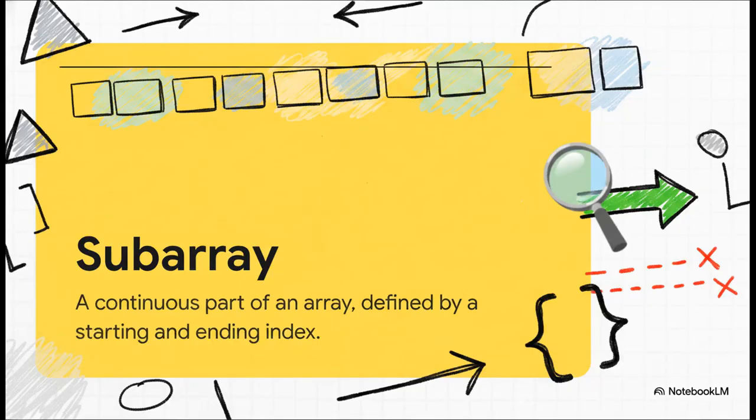Before we fix that, let's make sure we are crystal clear on our definitions. The absolute most important rule of a subarray is that it must be continuous. You absolutely cannot skip elements. It's defined purely by a starting index and an ending index. So if you have an array of 1, 2, 3, the sequence 1, 2 is a valid subarray, but 1, 3, no way. That skips the 2, so it's out.